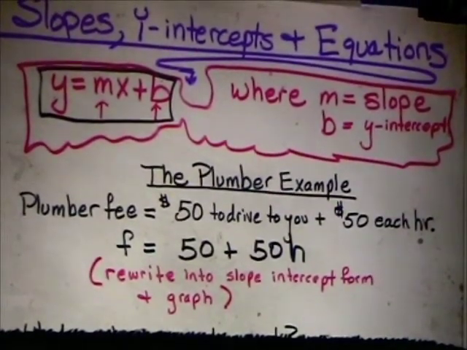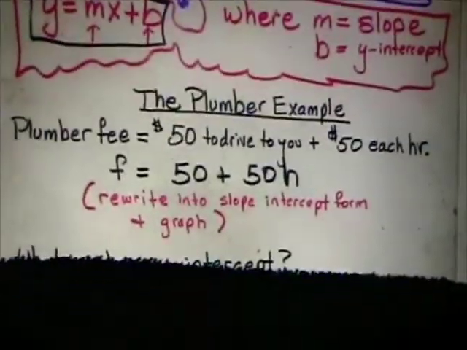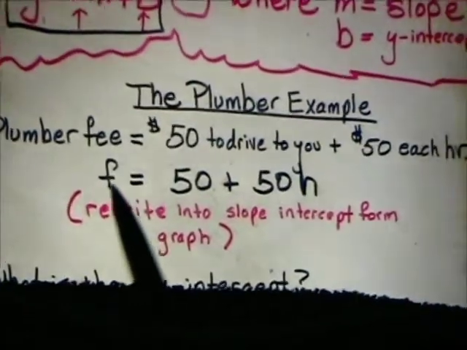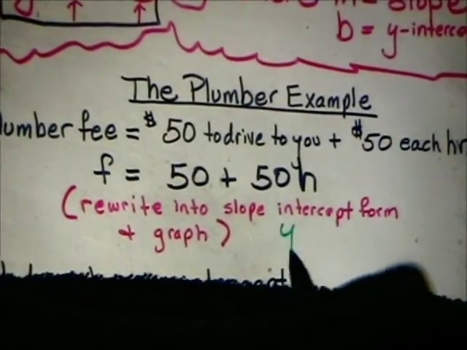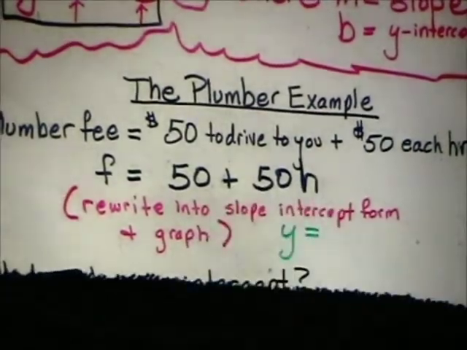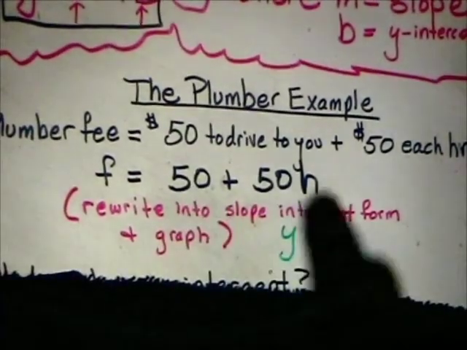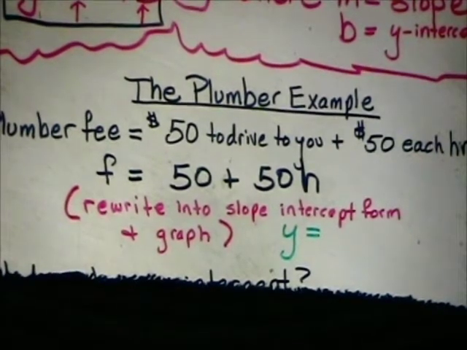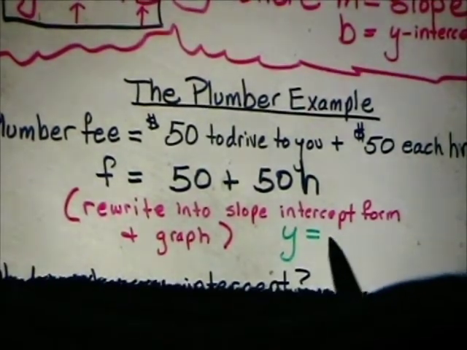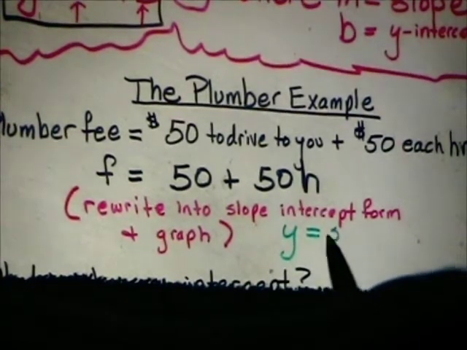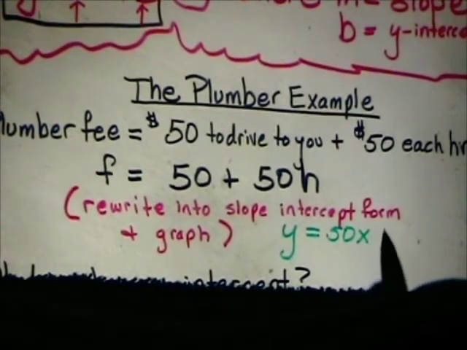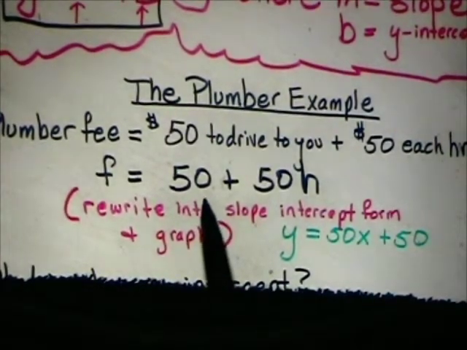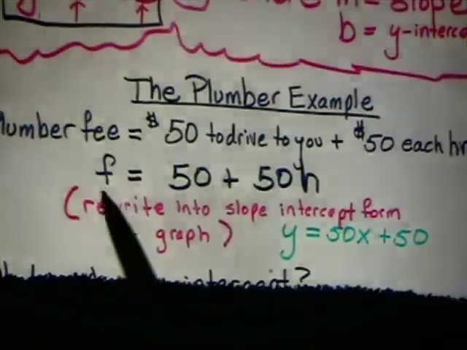Now, we want to rewrite this. Alright, we would like to put this thing into slope-intercept form. So we need to write it in a way that will be able to go into our graphing calculators. We need it as y equals. So we're going to change the f to a y. And we're going to commute around the addition sign and put the 50h first. But instead of h, we're going to use x, just because it'll look more like y equals mx plus b that way. So we'll get y equals 50x plus 50. And now we have slope-intercept form.